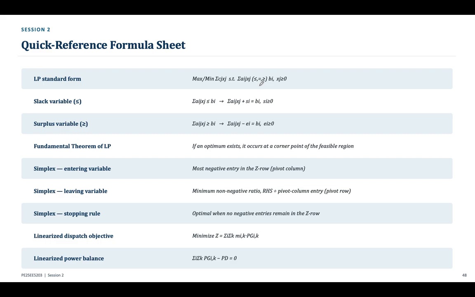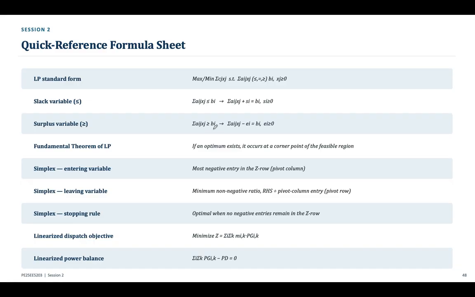The standard LP objective is a linear combination of decision variables, which you maximize or minimize: the summation of Cj and Xj, right? Subject to constraints that are less than or equal to, or greater than or equal to. We have discussed this. For less than or equal to constraints, we add non-negative slack variables: the summation of Aij xj plus Si equals Bi. For greater than or equal to constraints, we subtract a non-negative surplus variable: the summation of Aij xj minus Si equals Bi. Same formula, but it becomes greater than here.